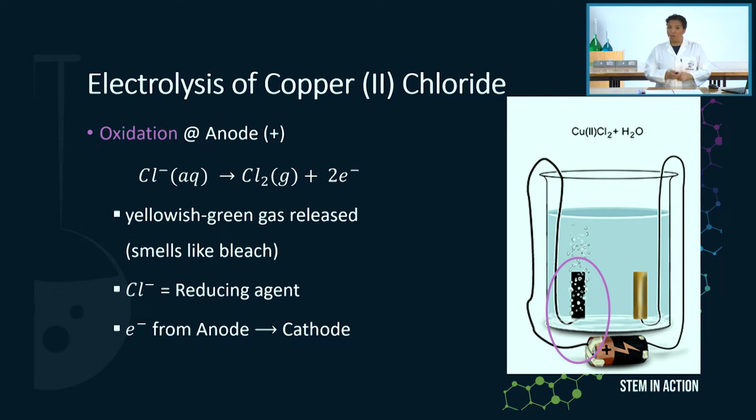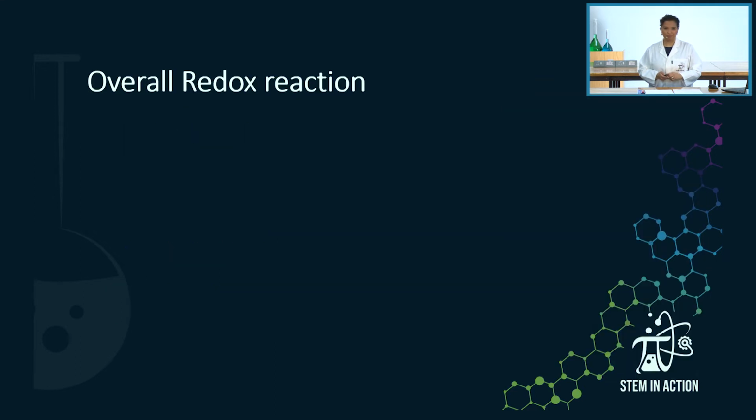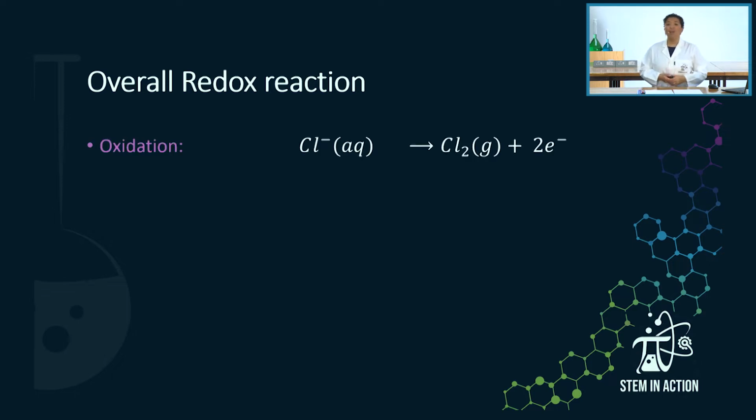And in this electrolytic cell, we've got electrons flowing from the anode through the wire to the cathode. So for the overall redox reaction for this electrolytic cell, the oxidation reaction is chloride ions being oxidized to chlorine gas.